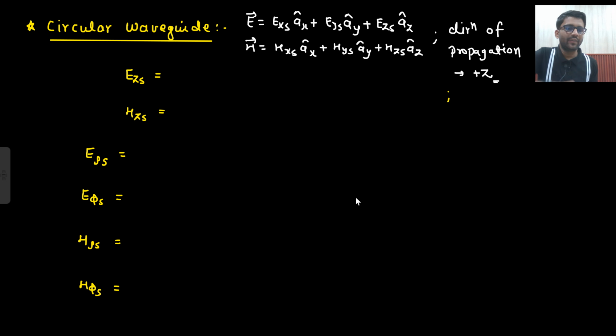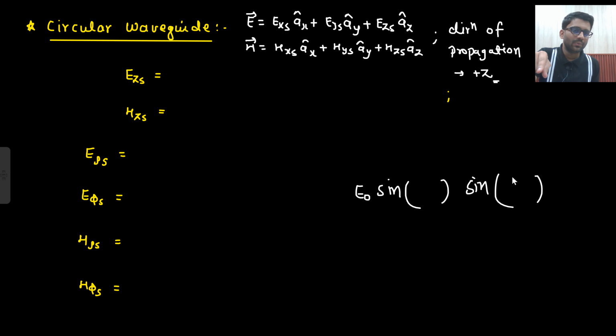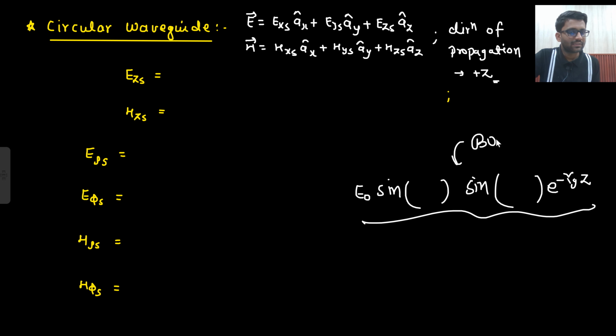In the case of the rectangular waveguide, what was the expression? E naught, and E was a function of sine: sine m pi by a into x, and then sine n pi by b into y, e to the power minus gamma z. This we got after applying boundary conditions. Before the boundary condition, the expression was something else. There was a sinusoid term as well, a cosinusoid term as well, and the direction of propagation as well.